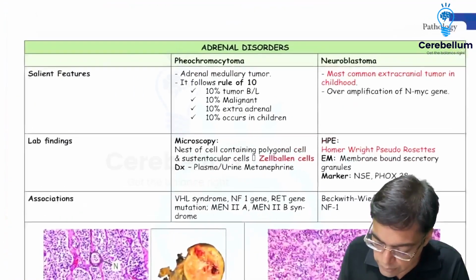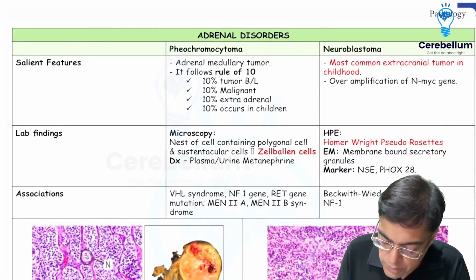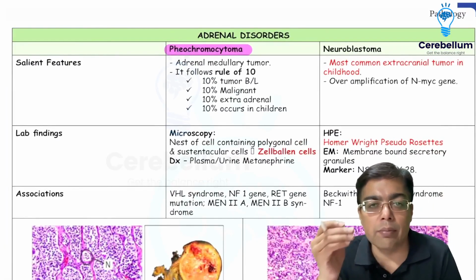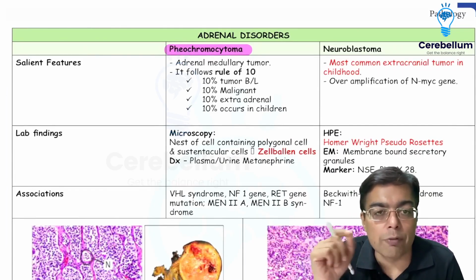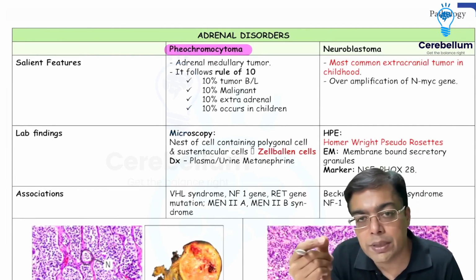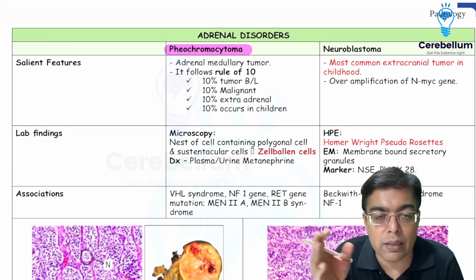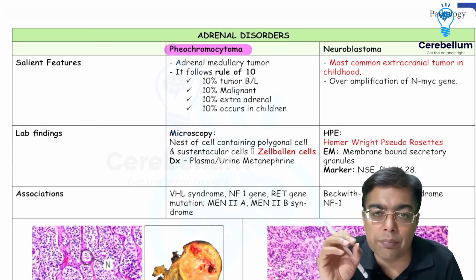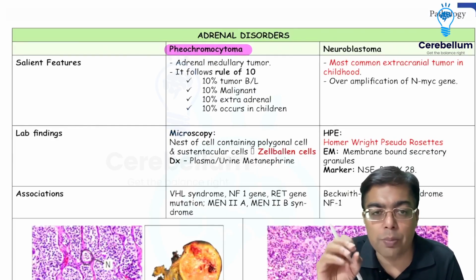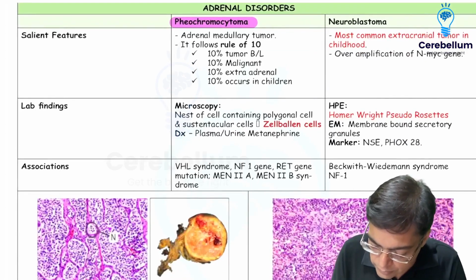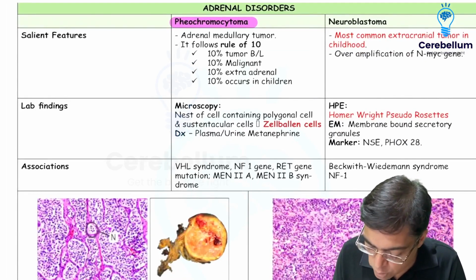Having just a word about the adrenal disorders, two important tumors which are asked in our exam time and again. One which happens to be given the name of pheochromocytoma, an adrenal medullary tumor that you associate with the rule of 10. So 10% it is bilateral, 10% it is going to be malignant in nature, 10% it is going to be going outside the adrenal gland, that is associated with the involvement of the organ of Zuckerkandl, and 10% are going to be seen in children. Microscopically, tumor cells are responsible for the formation of nest-like structures, and that presence of nest-like structures is what is going to be given the name of Zellballen, right?